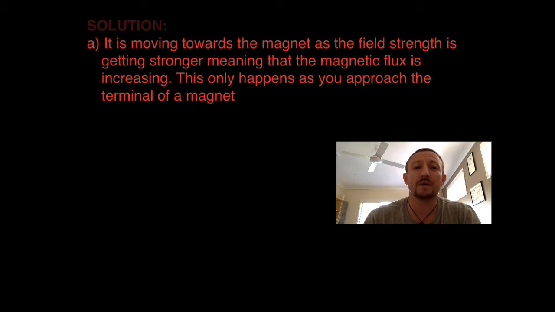Well, the first one states that it's moving towards the magnet as the field strength is getting stronger, meaning that the magnetic flux is increasing. So we're going from 0.34 to 0.57 Tesla. Because our field strength is getting stronger, it means that the lines are getting denser, which means we're getting closer to the magnet end. We're not moving away from the magnet. Because it is moving, the result is we are going to get an EMF.